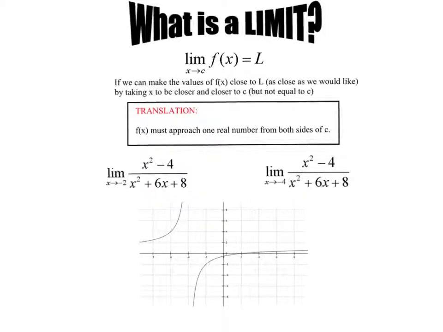So what is a limit? Well, a limit is simply a y value that a function approaches. And that is really the key word here, the word approach. Okay? And this is the book definition. If we can make the values of f of x close to L, as close as we'd like, by taking x to be closer and closer to c, but not equal to c, then the limit as x approaches c of the function is L. The translation is, it's the point that we approach from both sides of c.